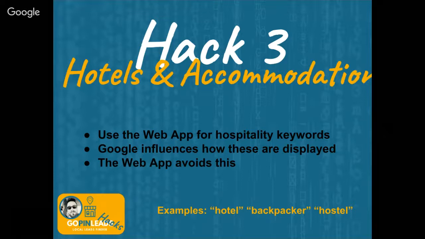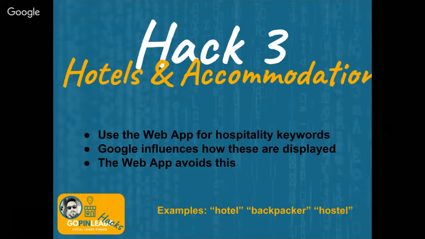Okay, so this is really a good thing to remember. Google has influence over the order and the number of results you see in a search for hotels and accommodation. That's based on ad spend, that's based on all sorts of things. Google can give you more information on that, I'm sure. Probably not. But they have algorithms in place. So remember, use the web app for hotels and accommodation.